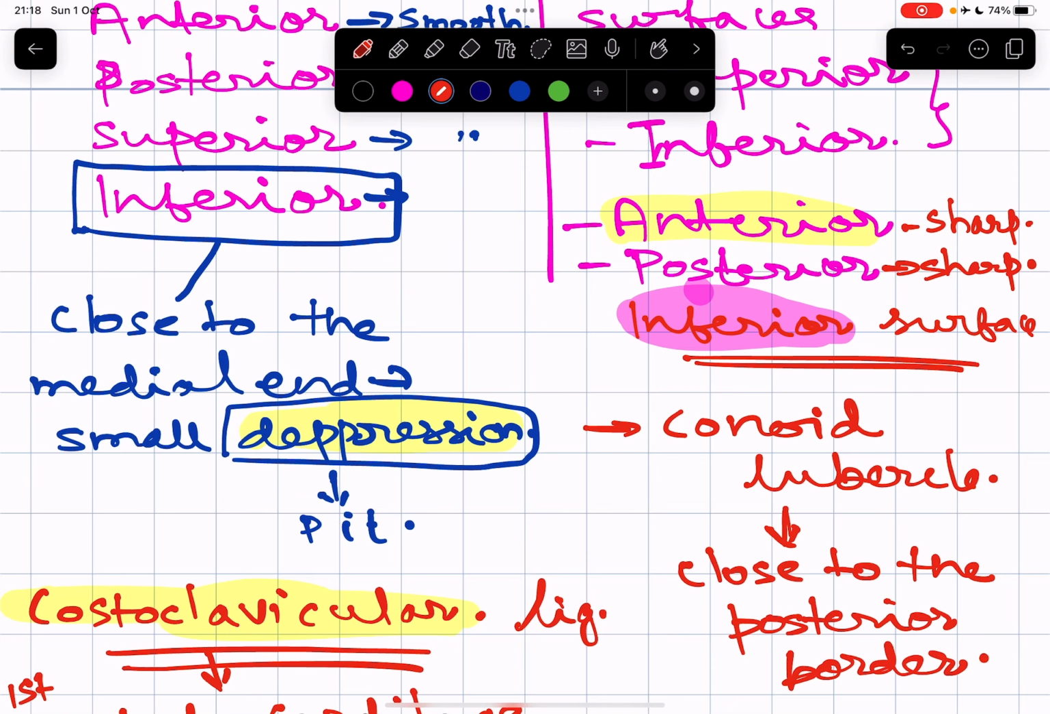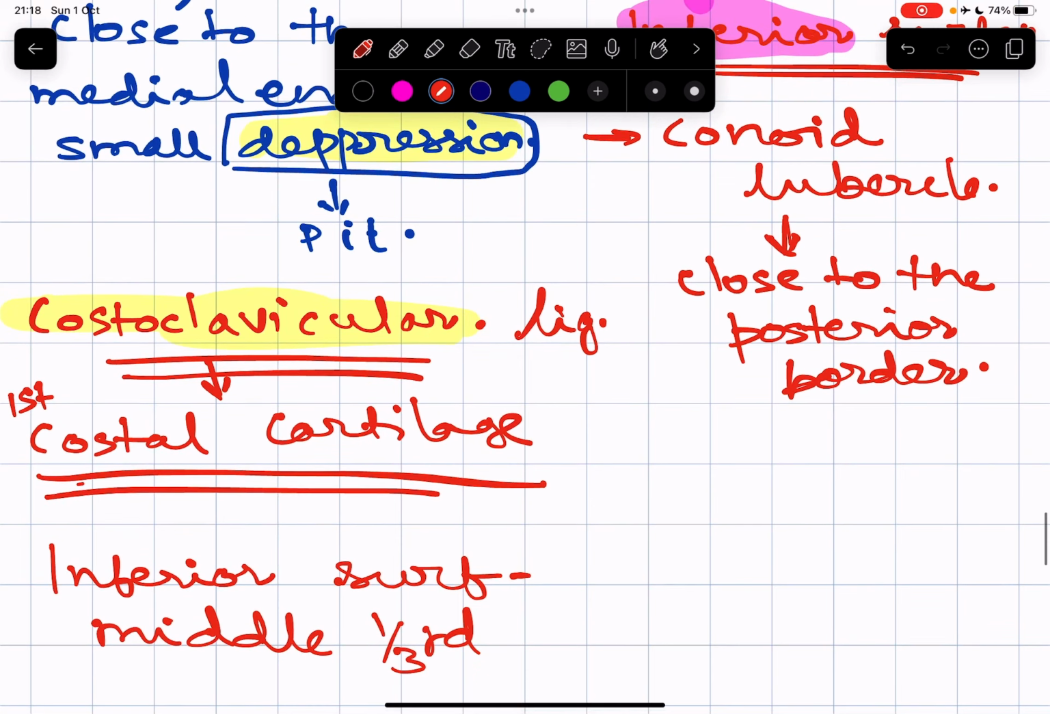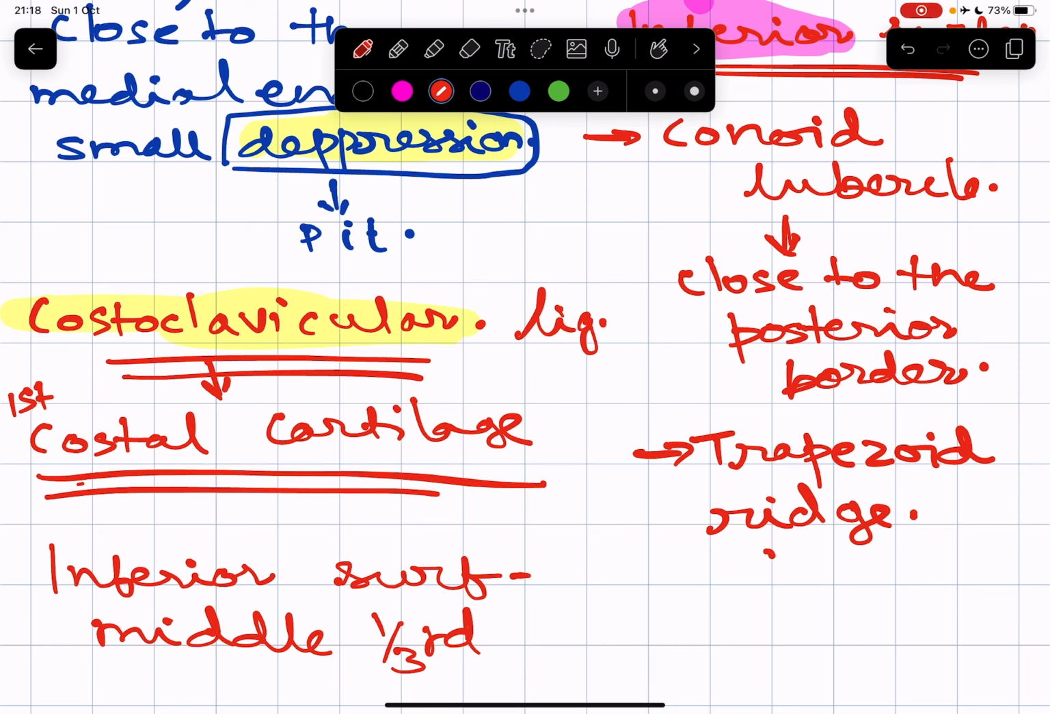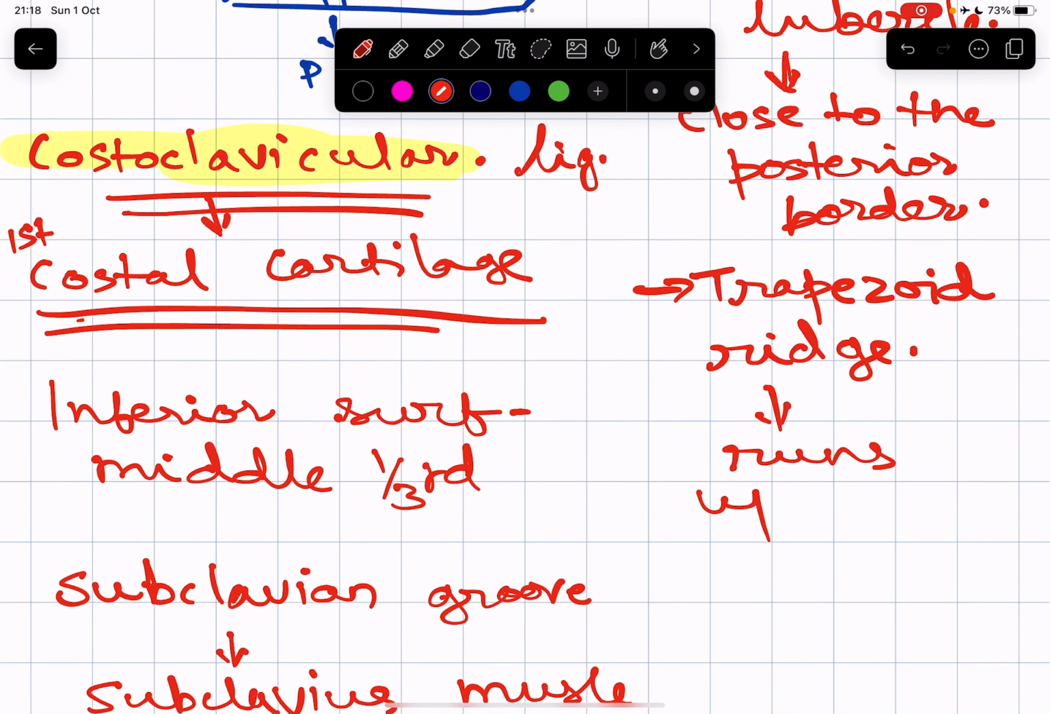There is another feature on the inferior surface of the lateral one third, and it is called the trapezoid ridge. The trapezoid ridge passes upwards and backwards from the conoid tubercle. Okay, from where? From the conoid tubercle.